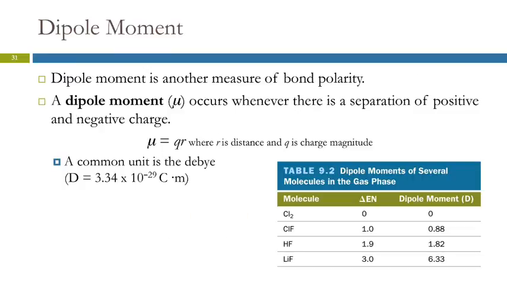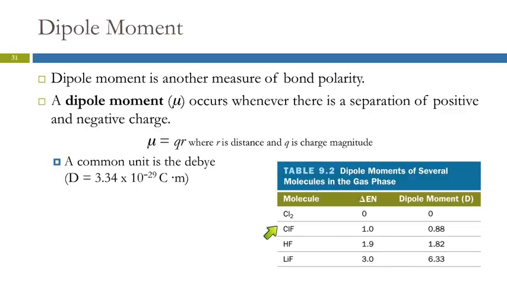Another way to measure bond polarity is called a dipole moment. It's given the symbol mu. We're going to talk about it, but we're not going to do much with it. A dipole moment happens whenever you have a separation of positive and negative charge. Opposite charges do not like to be separated, and so there's a tension there. There's an increase in potential energy. The dipole moment is Q, the charge magnitude, times R, the distance between the separated charges. A common unit is the debye, which is actually a coulomb times meter. There's the value. I'm not going to do anything with that on a test either.